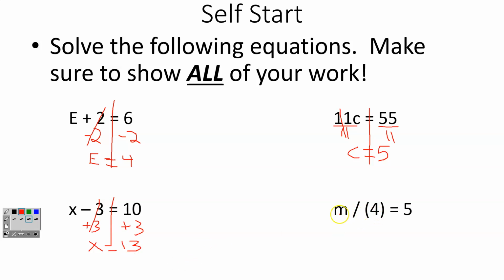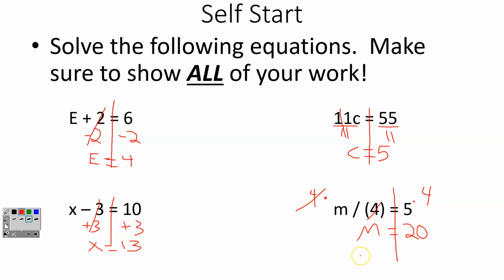Last one, this says m divided by 4. That slash means divide. The opposite of dividing by 4 would be to times both sides by 4. Those cancel out. I draw my fence. And my m equals 5 times 4, which is 20.